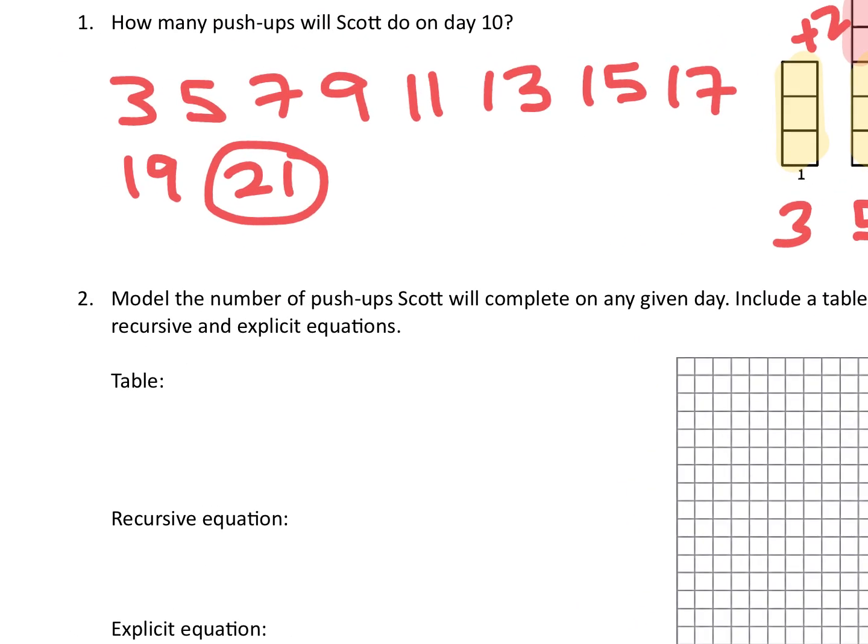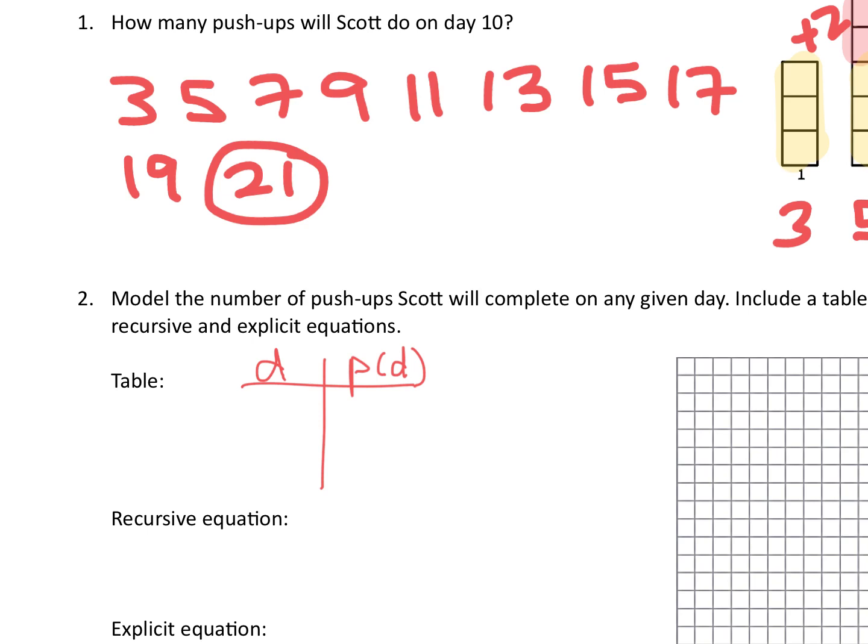In our table, the X values, like what we're plugging in, is the amount of days. So I'm actually going to call that D for days. And the Y values, what we're getting out, is the number of push-ups. So I'm going to use function notation here and call Y P of D. That way we know this is push-ups per day, and then what we're plugging in is days.